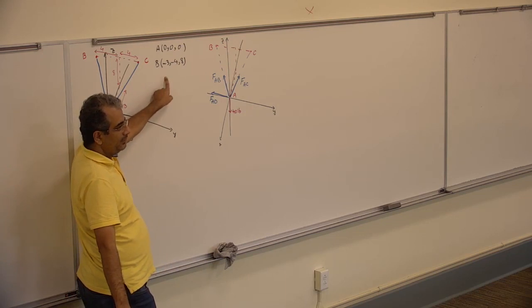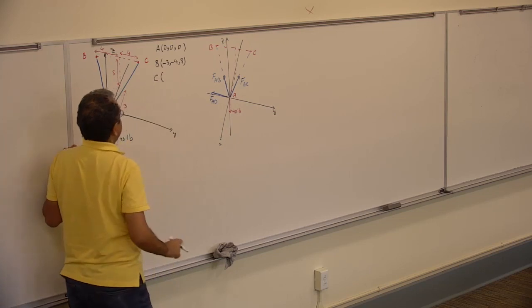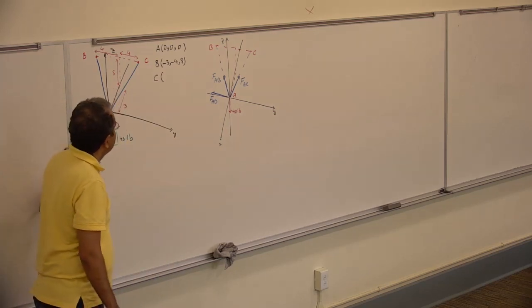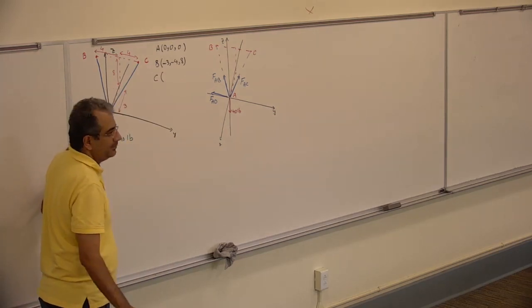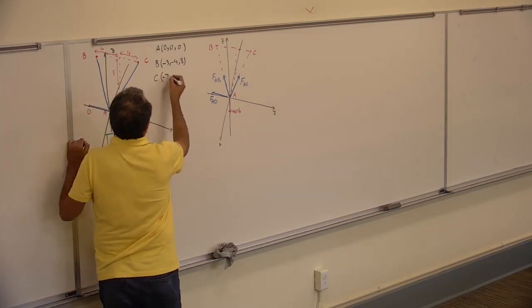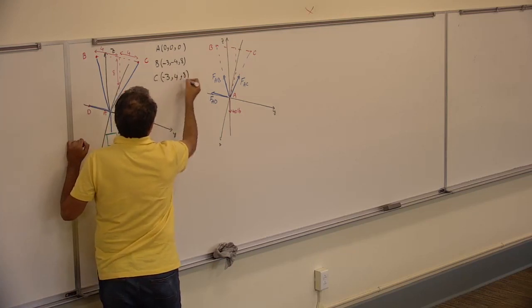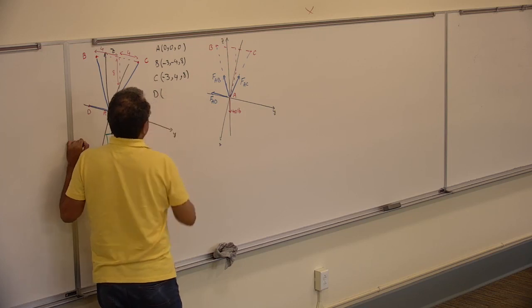Got that? Yeah. What about the C? -3, 4, 8. -3, and Y is 4, and height is 8. Yep. And D?